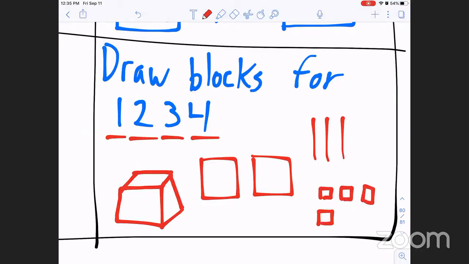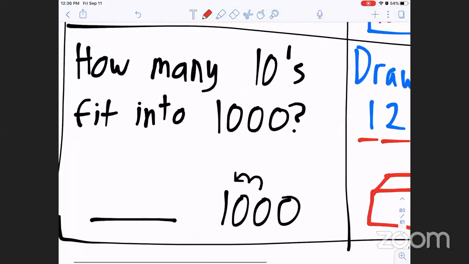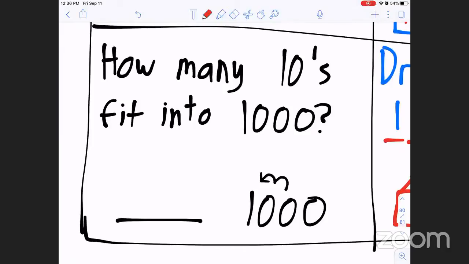Okay. If you remembered how to draw the thousands, good for you. Give yourself a pat on the back. All right, and this one was a little tougher, okay? This is what we kind of talked about yesterday, okay?